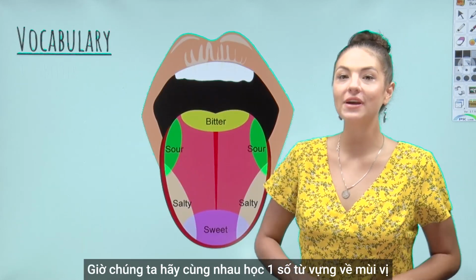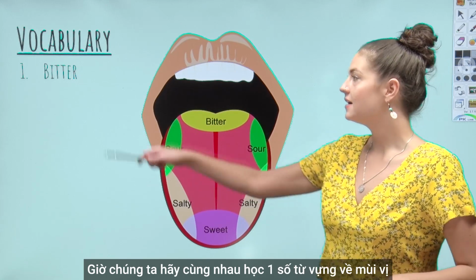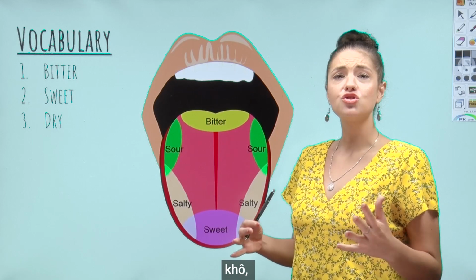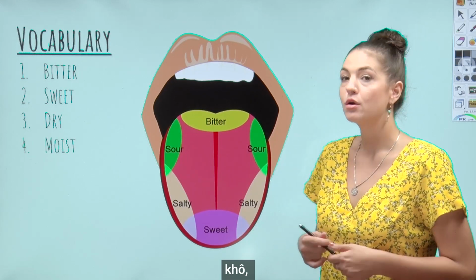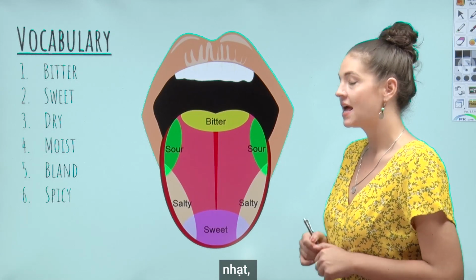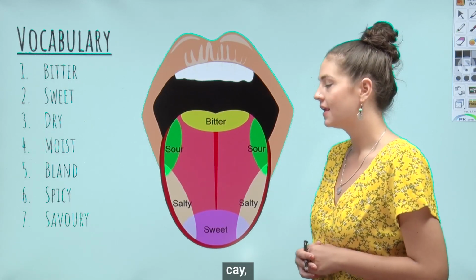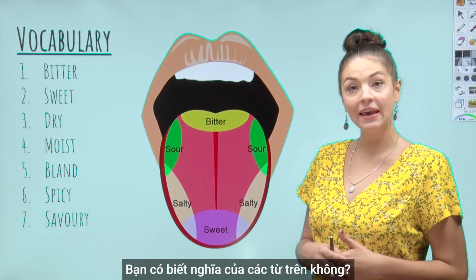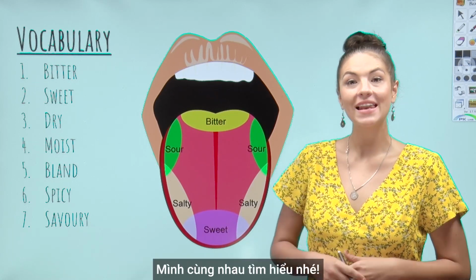Now let's learn some vocabulary about taste. Bitter, sweet, dry, moist, bland, spicy, savoury. Do you know what any of these words mean? Let's take a look.